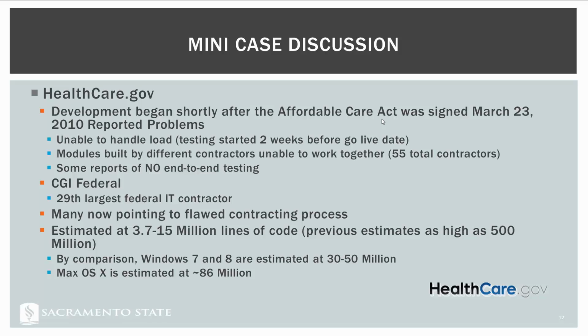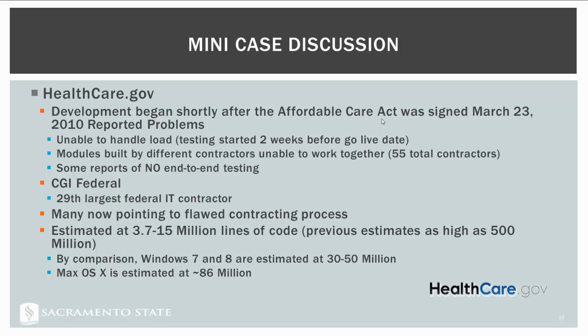It was dramatically embarrassing to the administration because they just couldn't get it to work. The problem was that there are a number of different issues here. Number one was the company that was contracted to do this, CGI Federal, is the 29th largest federal IT contractor. And this was a very important showcase project for the Obama administration. And many are now saying the process of deciding who to contract was actually fundamentally flawed.